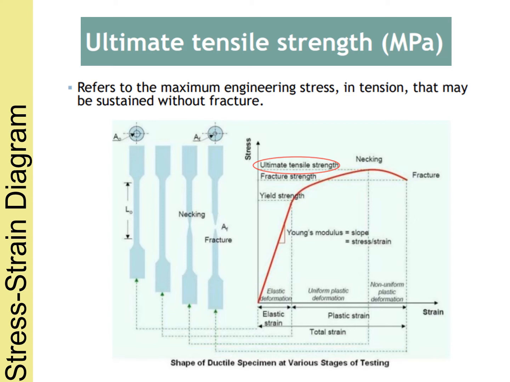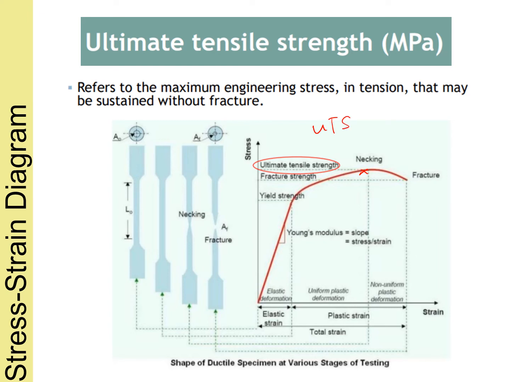So for this third property, how do you find this value? You need to refer to the maximum engineering stress, in tension, that may be sustained without fracture. If you can see here, this is the ultimate tensile strength, the maximum stress the material can withstand. We call it the ultimate tensile strength, sometimes called UTS.